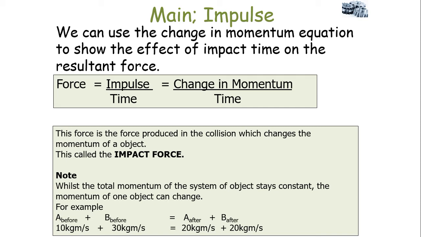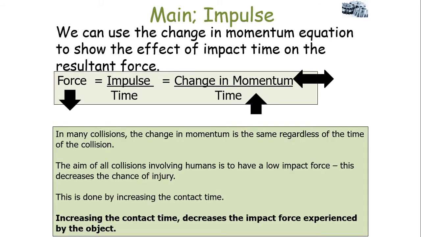And remember, we can have a change in momentum because whilst the total momentum of the system will stay constant, the objects inside the system can change between each other. So for example, A could be 10 and B could be 30 before, and A could be 20 and B could be 20 afterwards. So whilst the total momentum was 40 before and 40 afterwards, A has changed from 10 to 20 and B has changed from 30 to 20, so there's been a resultant force acting on both A and B.